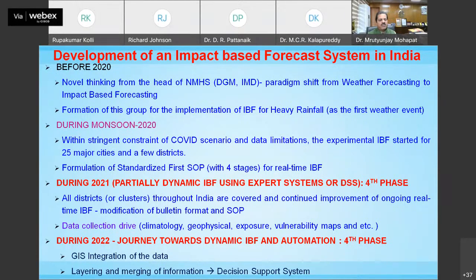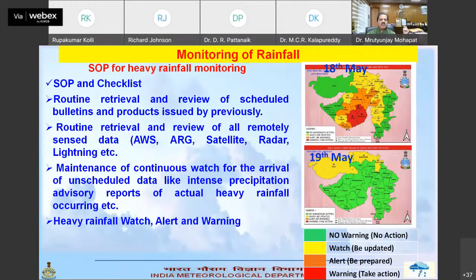Then we went for stage 4 in 2021, partially dynamic impact-based forecast. Here, all districts throughout the country were provided based on certain dynamical information generated. I'll show you certain examples. We considered climatology, geophysical information, exposure, vulnerability maps, etc. And hence, we now have a GIS-based platform with all this data, where we can merge the information and take a decision. So this is just an example of what we do with respect to monitoring the heavy rainfall, so that we can provide realistic information every 3 hours to the general public and disaster managers.